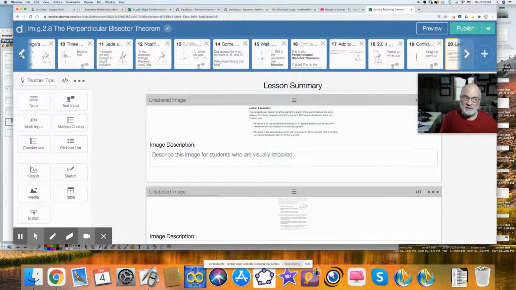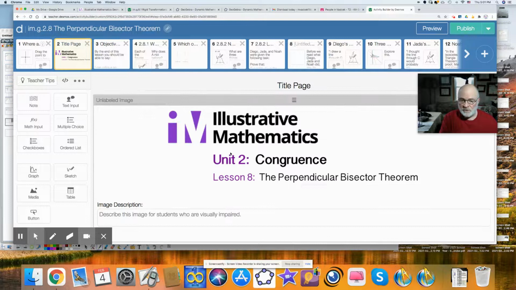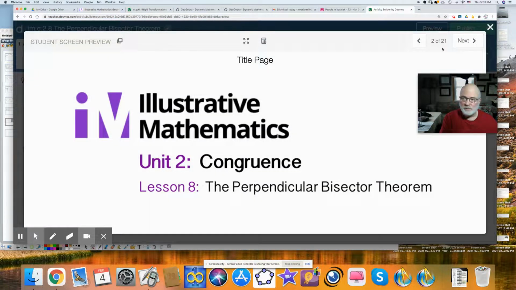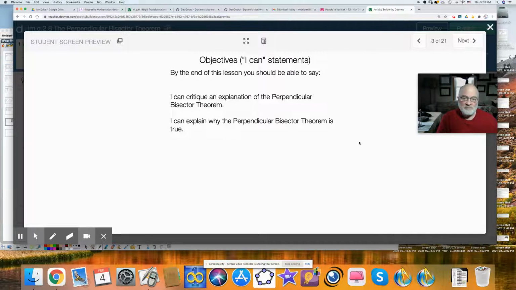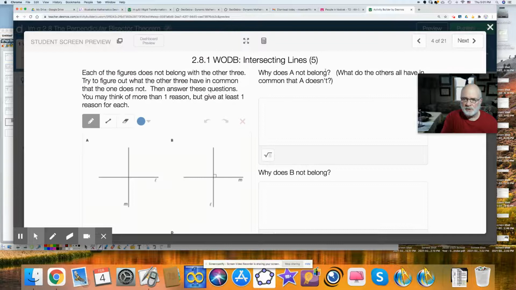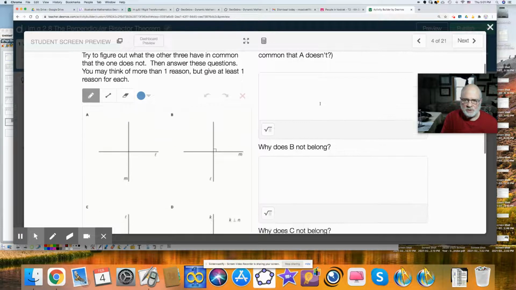So that's good. So we're going to look forward to this lesson here, the perpendicular bisector theorem. By the end of the lesson, you should be able to say, I can critique an explanation of the perpendicular bisector. And the second is, I can explain why the perpendicular bisector theorem is true. The perpendicular bisector theorem says, if a point is on the perpendicular bisector of a segment, then it is an equal distance from the endpoints. And we're going to start here in just a moment looking at the converse of that, which is if it's the same distance from the endpoints, then it must be on the perpendicular bisector.